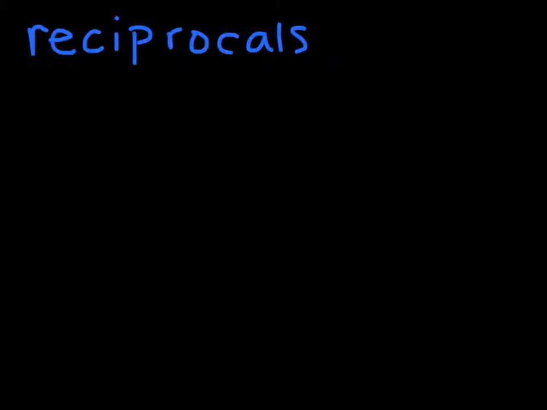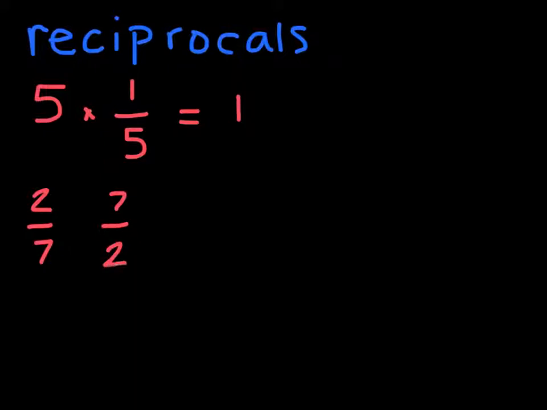Two non-zero numbers whose product is 1 are called reciprocals. So here are some examples of pairs of reciprocals. If we had 5 and 1/5, those are reciprocals, because if we multiply 5 times 1/5, we get 1. Another example would be 2/7 and 7/2. If we multiply those together, we get 1.